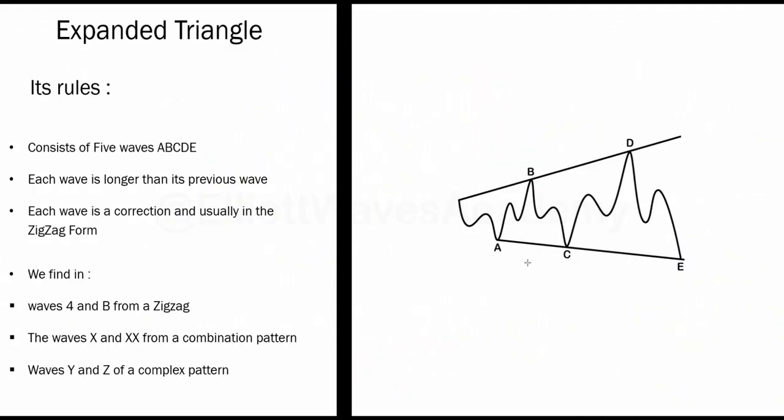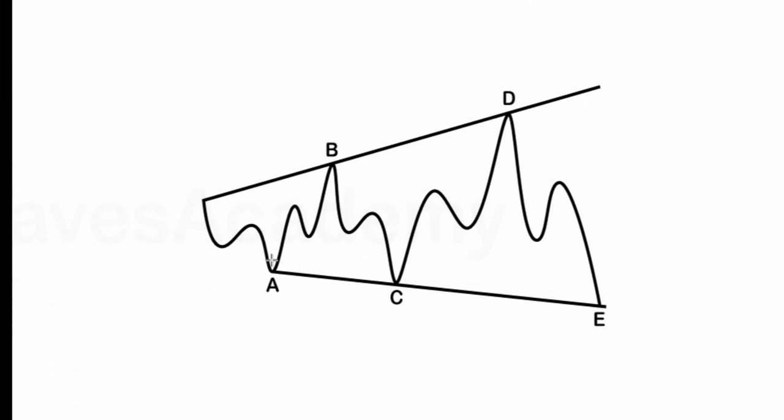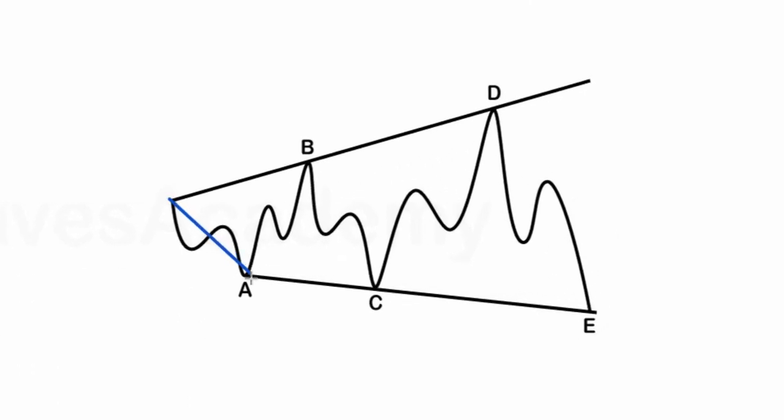We can see sometimes another shape of triangle patterns which get formed in an expanded form. And as you can see, it consists of 5 waves as well. We label them with A, B, C, D, and E, each wave of which is longer than its previous wave. In other words, wave B is longer than the wave A. Wave C is longer than wave B. Wave D is longer than wave C. And wave E, the same thing.